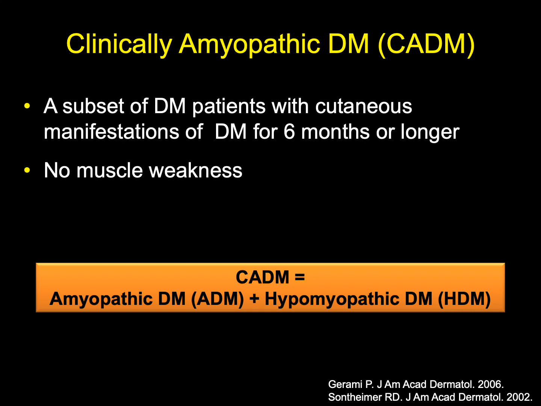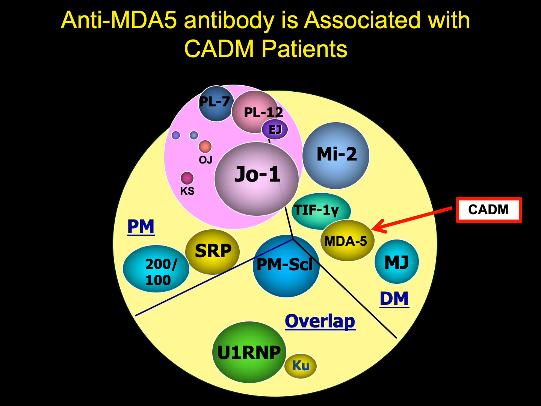Now, from a very good clinical phenotype or clinical presentation of an antibody, I want to talk about a slightly different clinical entity called clinically amyopathic dermatomyositis patients, which basically means that these patients have classic skin rashes of dermatomyositis but no muscle weakness. That's why they're called amyopathic, which basically means not involving the muscle. There is an antibody called anti-MDA5 antibody, which is highly associated with these CADM, or clinically amyopathic dermatomyositis, patients.